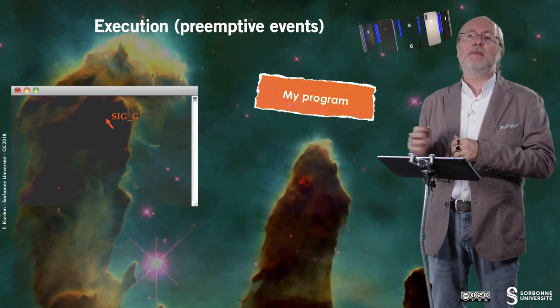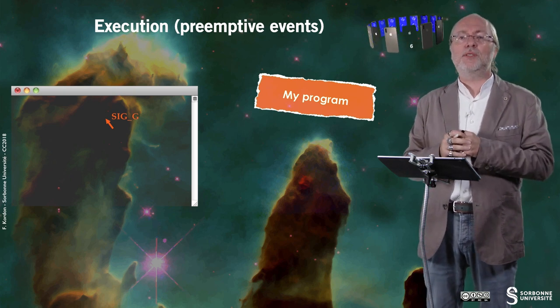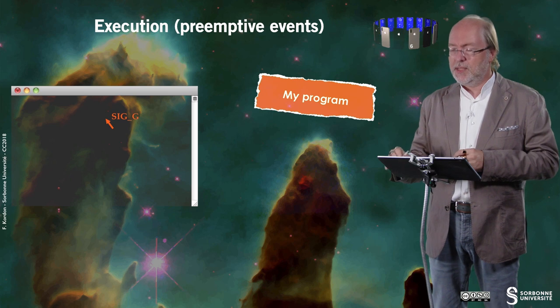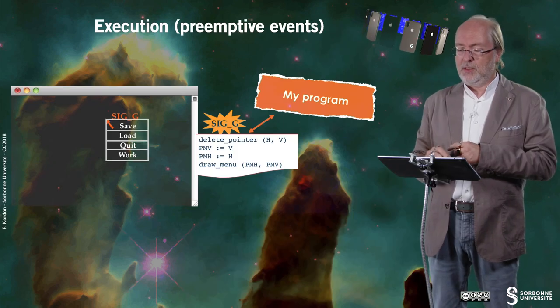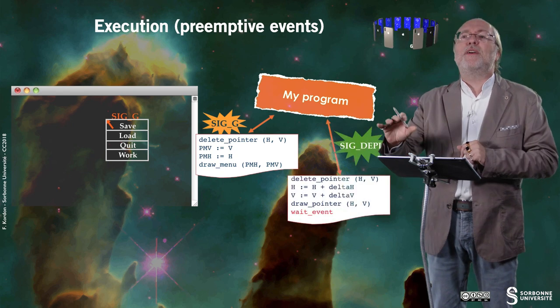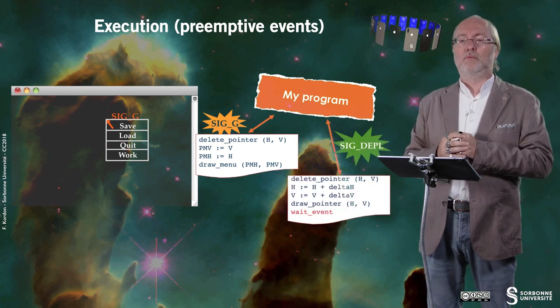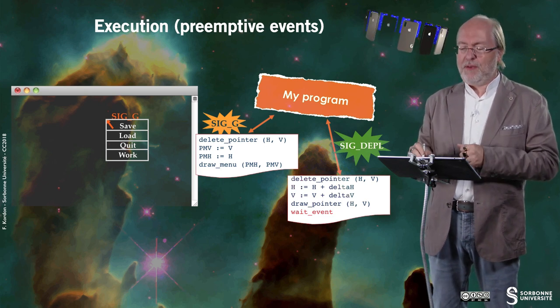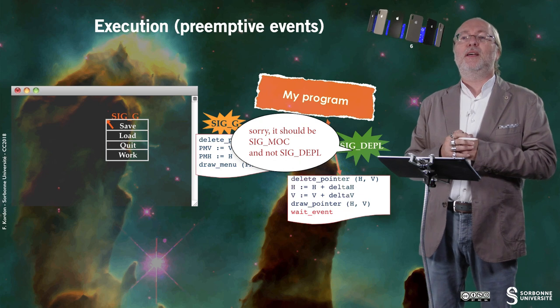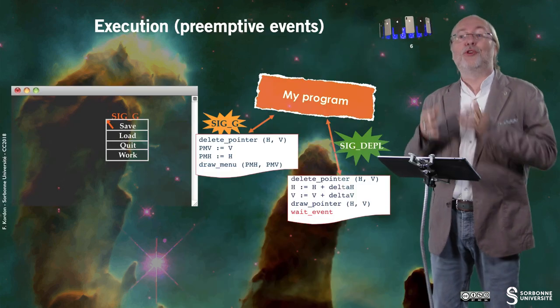So let's now have a look at how the execution is performed. Let's imagine that on my screen, I click on the mouse. This generates SIGG. SIGG generates the execution of my handler. This handler executes this primitive and so starts to draw the menu. But let's imagine now I'm moving my mouse very quickly, before the handler has finished its execution, and let's imagine that this event preempts the previous one. So I have a rerouting to the second handler.